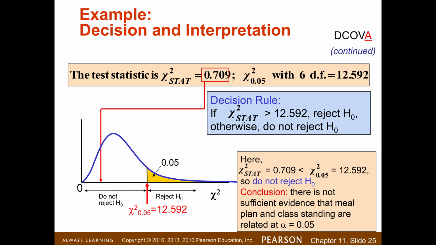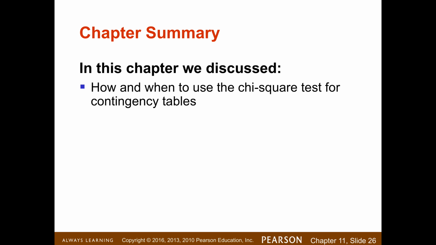And guys, what we're going to see here is our critical value is 12.592. Our test statistic is 0.709. So there's insufficient evidence to conclude that meal plan and class standing are related. No relationship.